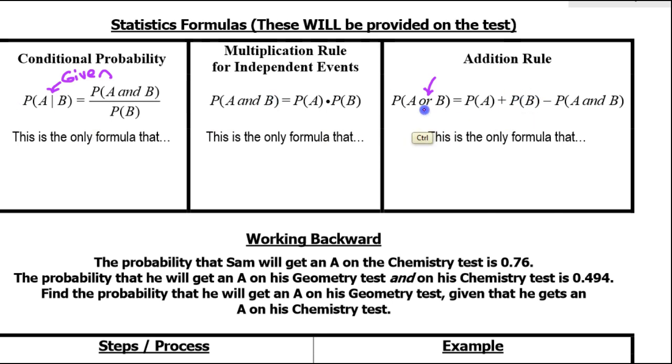So if you see the word or, and I hope you understand that another way of writing or is to use this symbol. This means A or B equals. Alright? Just like this symbol means A and B. So if you see or, or if you see this symbol, you'll know that you will be using this formula. If it doesn't say given and it doesn't say or, then you're probably going to use the middle formula.